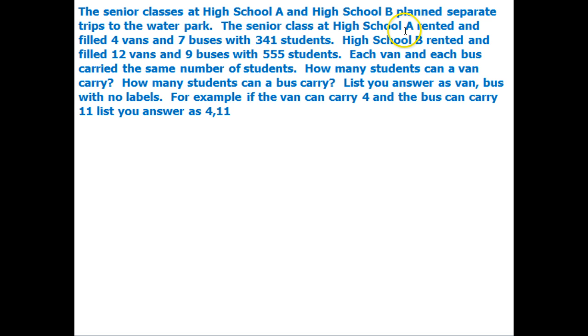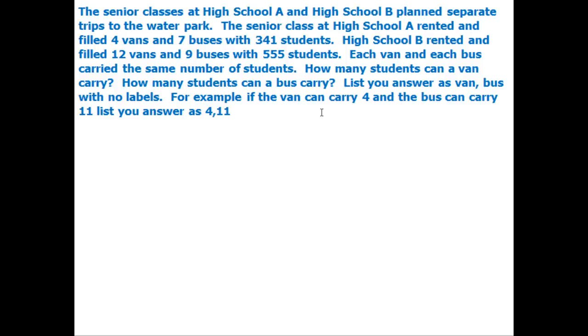The senior class rented and filled 4 vans and 7 buses with 341 students. The next high school rented 12 vans and 9 buses, seating a total of 555 students. Each one carried the same amount. That's going to be important, but we're not going to do much with that other than just realize that they are the same amounts. They're both filled to capacity, if you will.